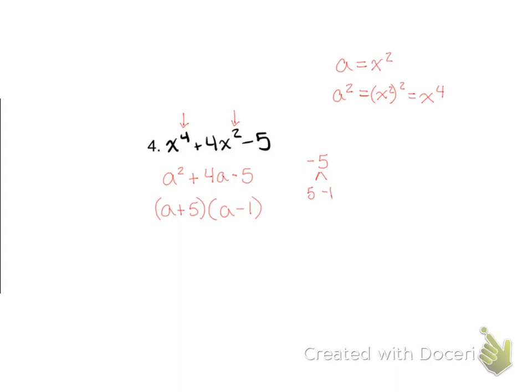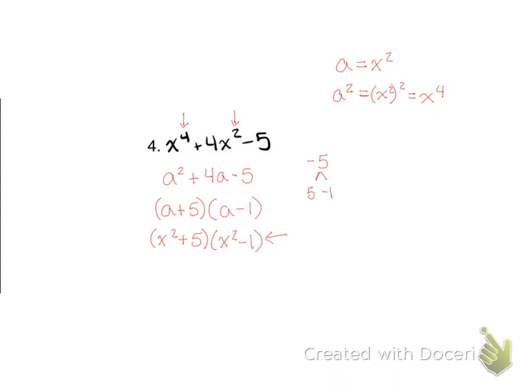Once you have the initial factoring done, you can plug in your x squared and x to the 4th into your a's. So remember, a is equal to x squared. So I have x squared plus 5 and x squared minus 1. Now, I hope that there's some bells going off with that guy.